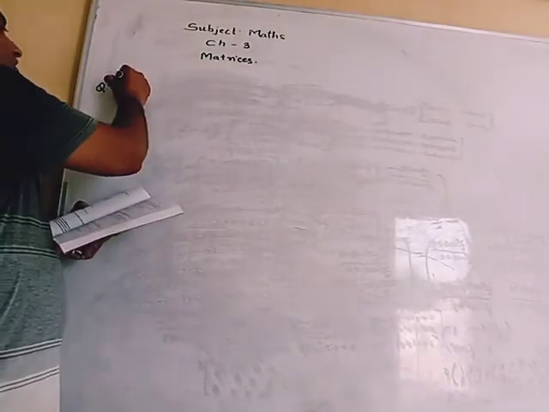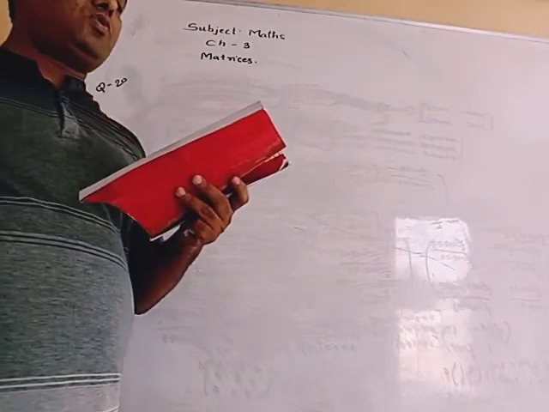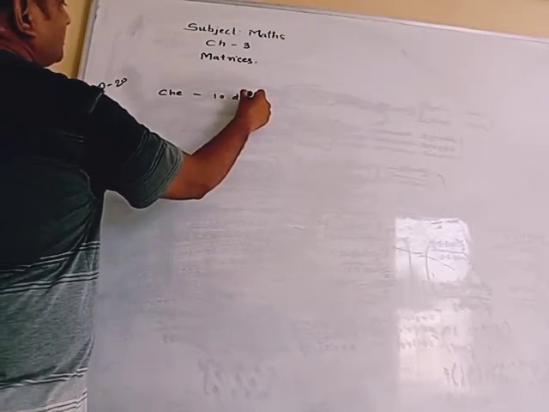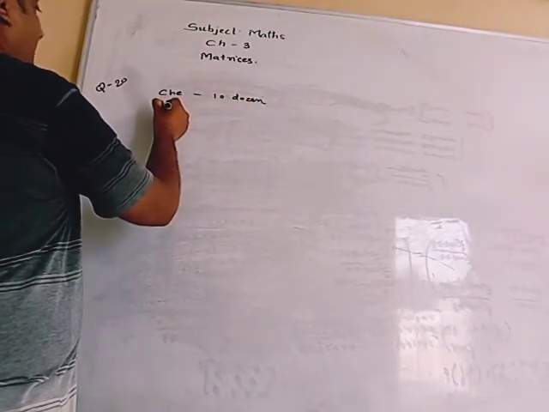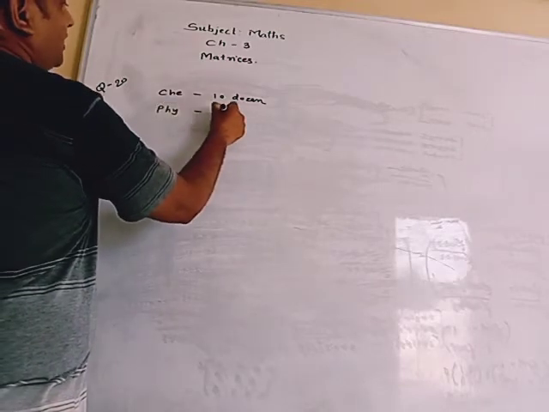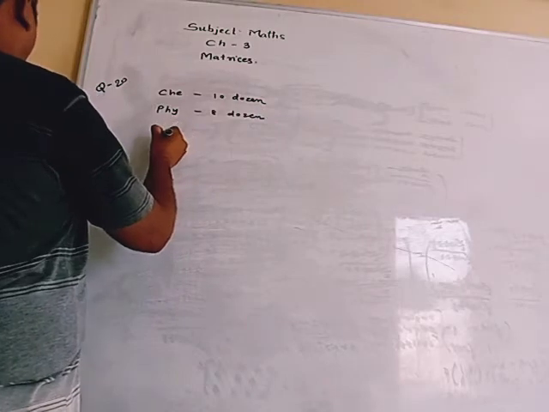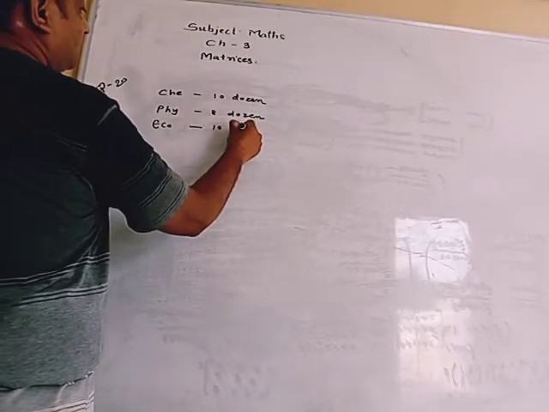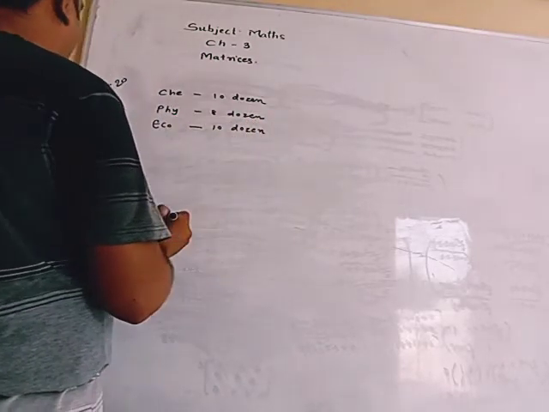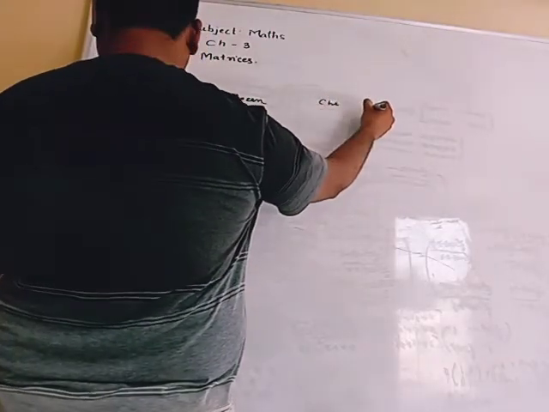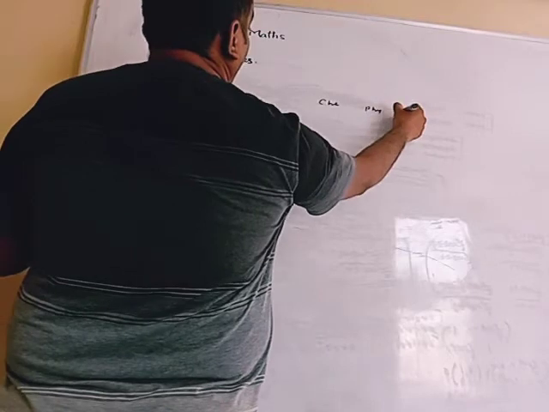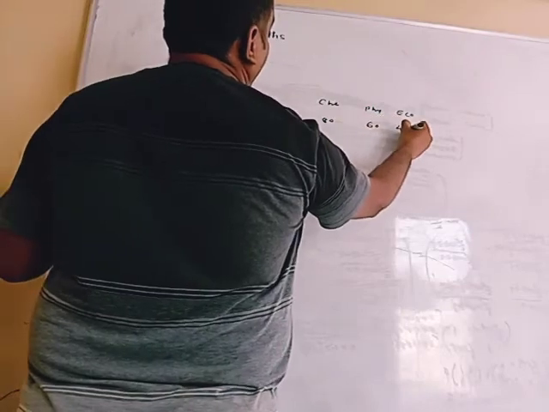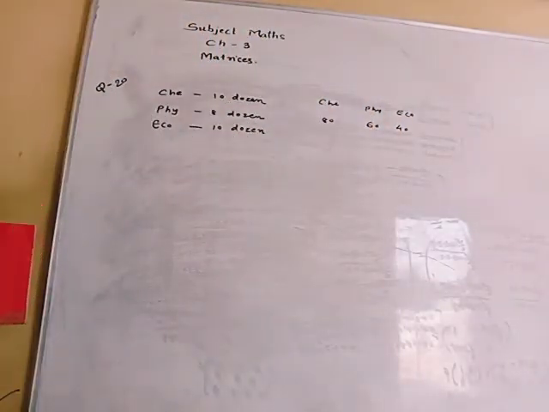Now question 20. The books of a particular school include 10 dozen chemistry books, 8 dozen physics books, and 10 dozen economics books, and each book's selling price is given. The chemistry, physics and economics prices are 80, 60 and 40. These prices are per book, and the quantities are given in dozens.